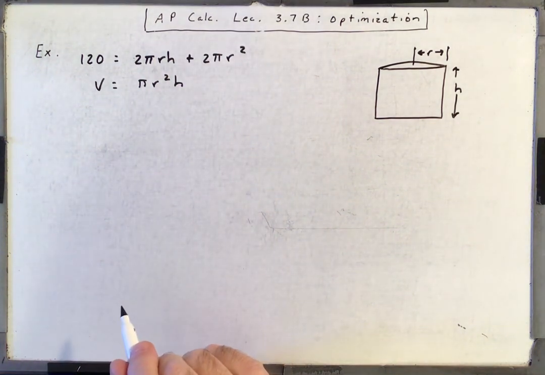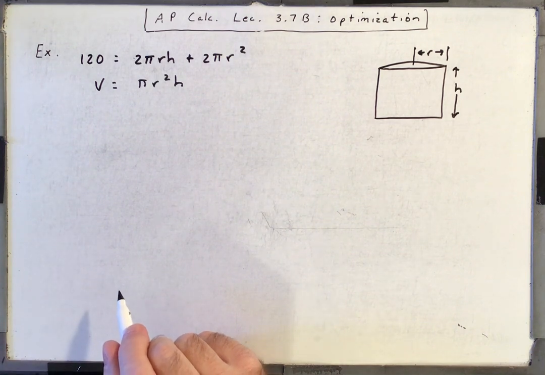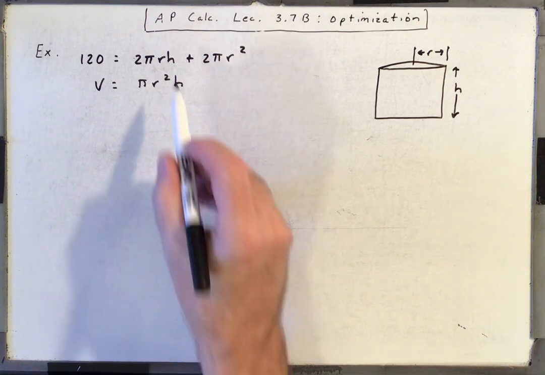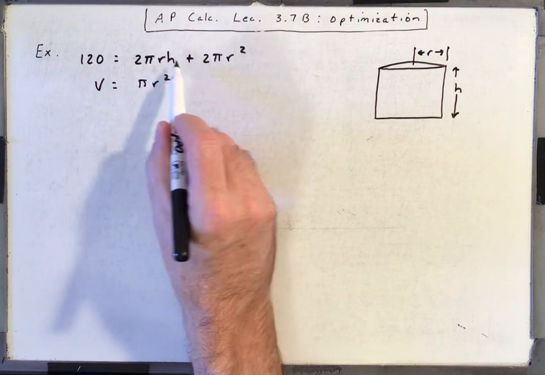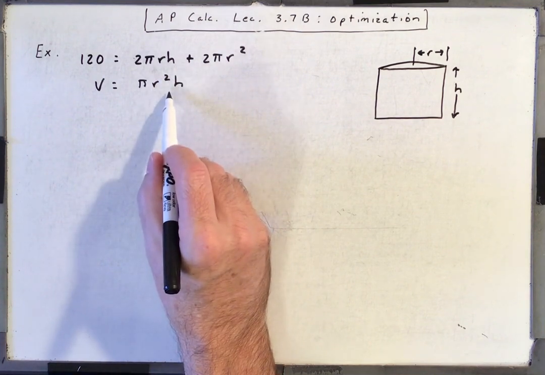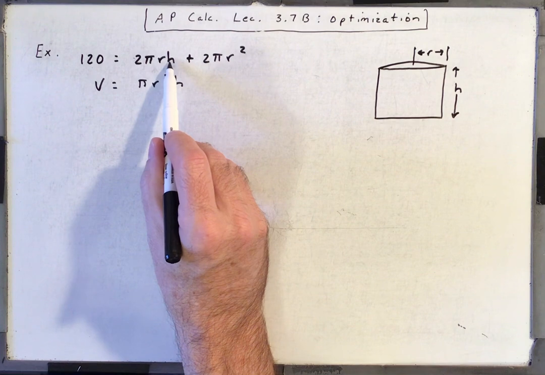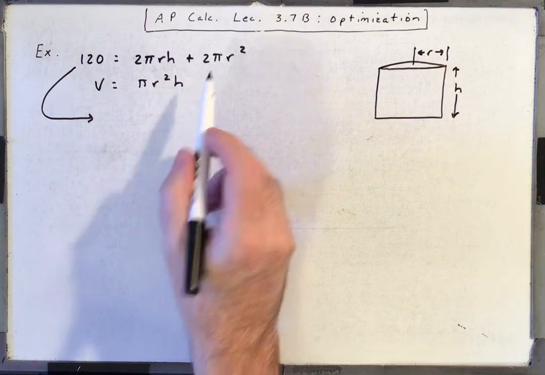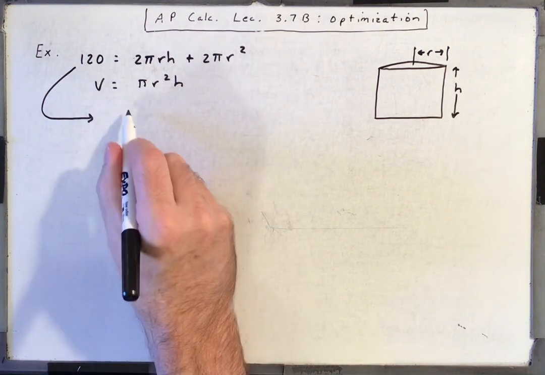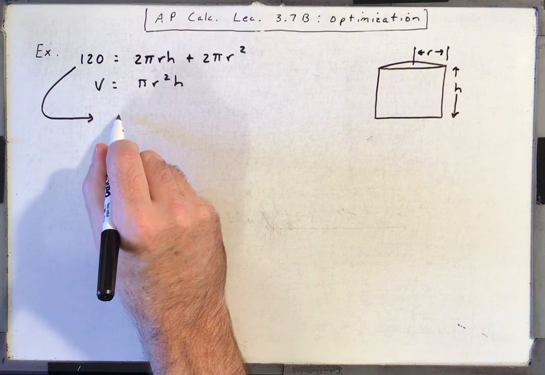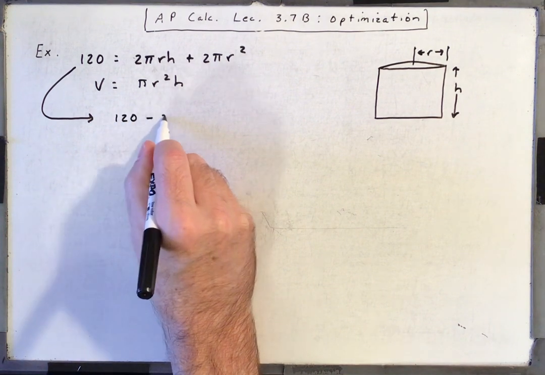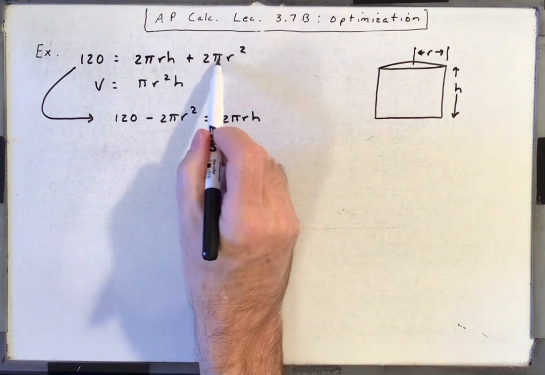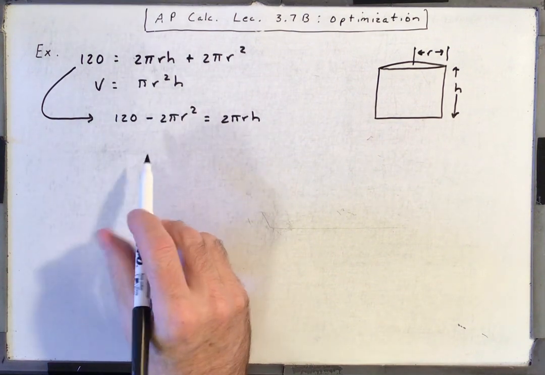We want to maximize what dimensions, height, and radius will maximize the can's volume. So I've got to solve for either r or h and plug into the volume equation. It's going to be easier to solve for h because there's just one of them. Okay? So solving for h, I could bring that 2 pi r squared over to the left. So I have 120 minus 2 pi r squared is equal to 2 pi r h. So I brought that 2 pi r squared over to the left and subtracted it.